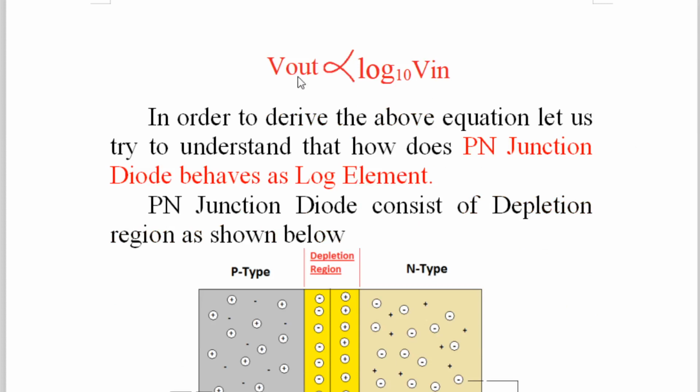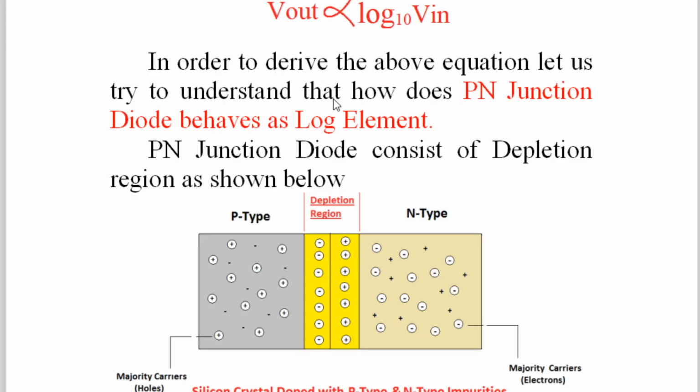Now, Vout is directly proportional to log to the base 10 of Vin, or you can say log to the base e also, because 2.303 will be a constant term, included in the proportionality constant. In order to derive the above equation, let us understand how the PN junction diode behaves as a log element, because it is very important to understand the construction of a PN junction diode and how it behaves as a log element.